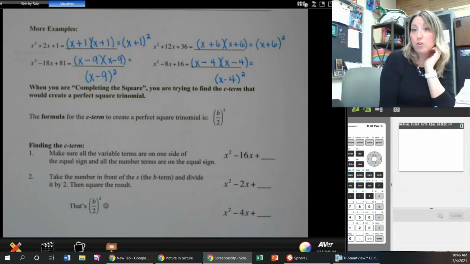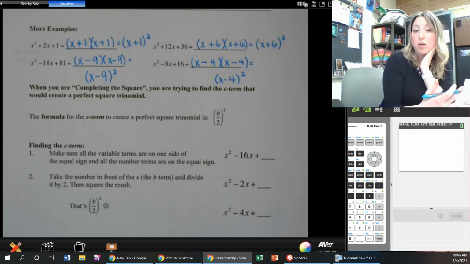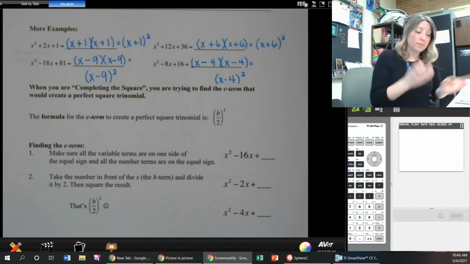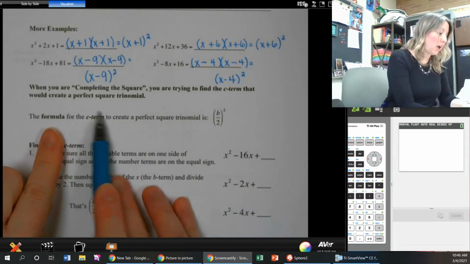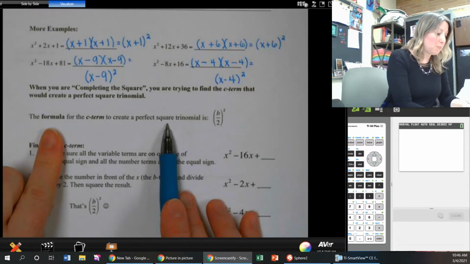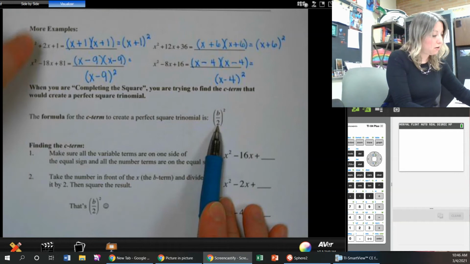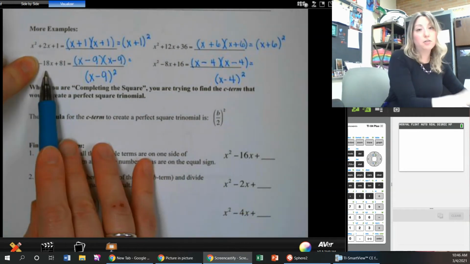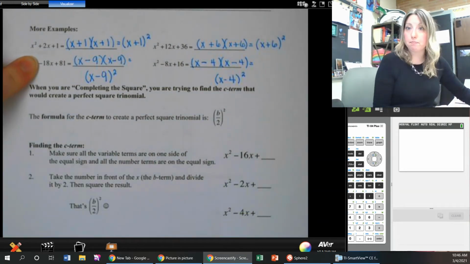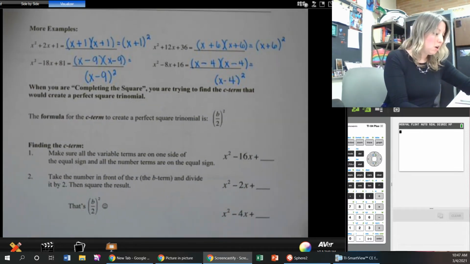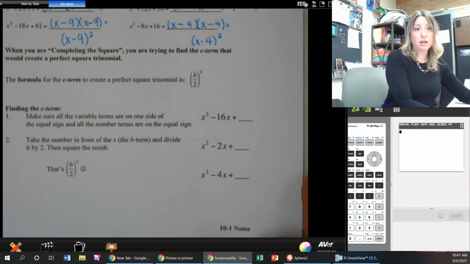Well, what if you don't have a perfect square trinomial, but you want to? Here's how you make one. The formula to create the end number, making a perfect square trinomial, is take the middle number, the b term, divide it by 2 and square it. Okay, that's it. That's what we do. So we're going to take that and do that.